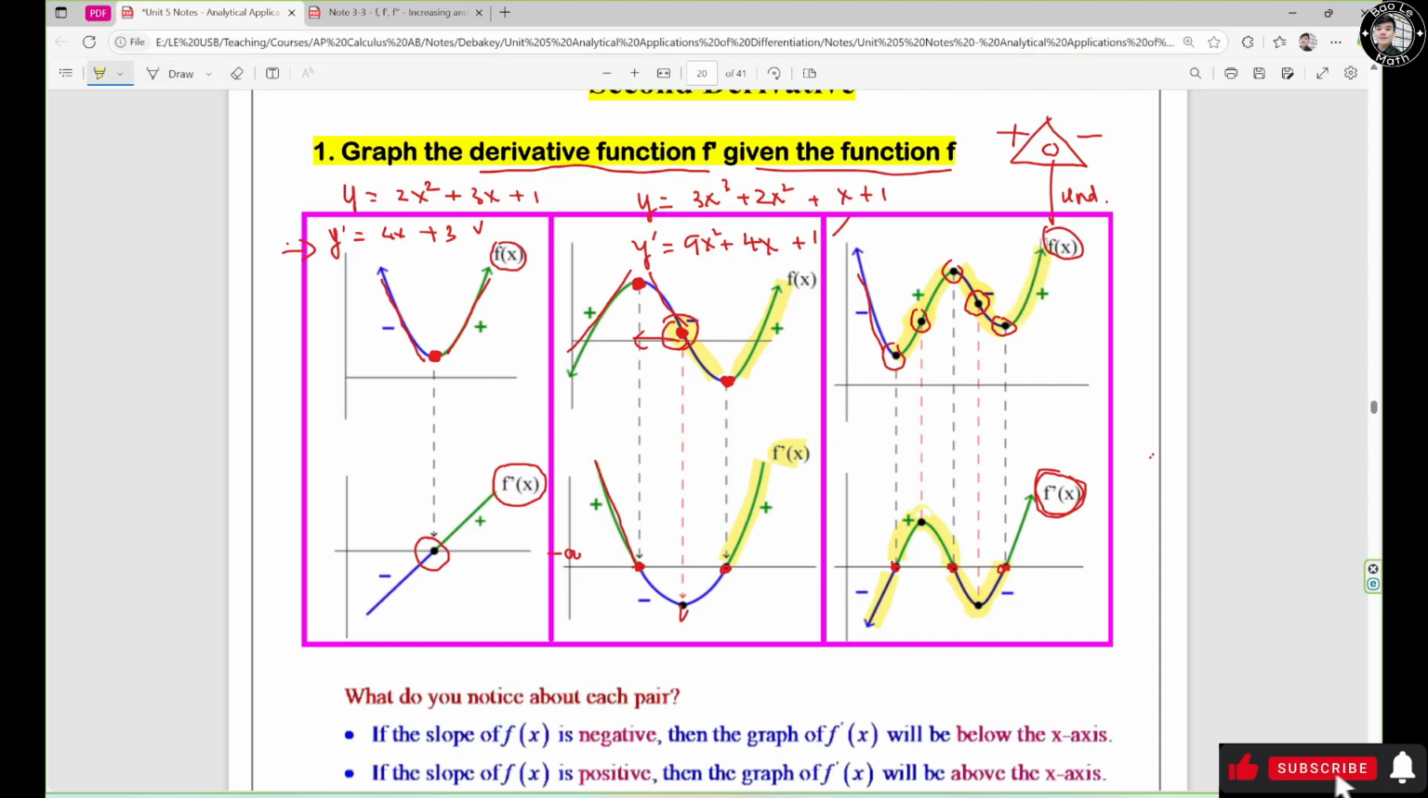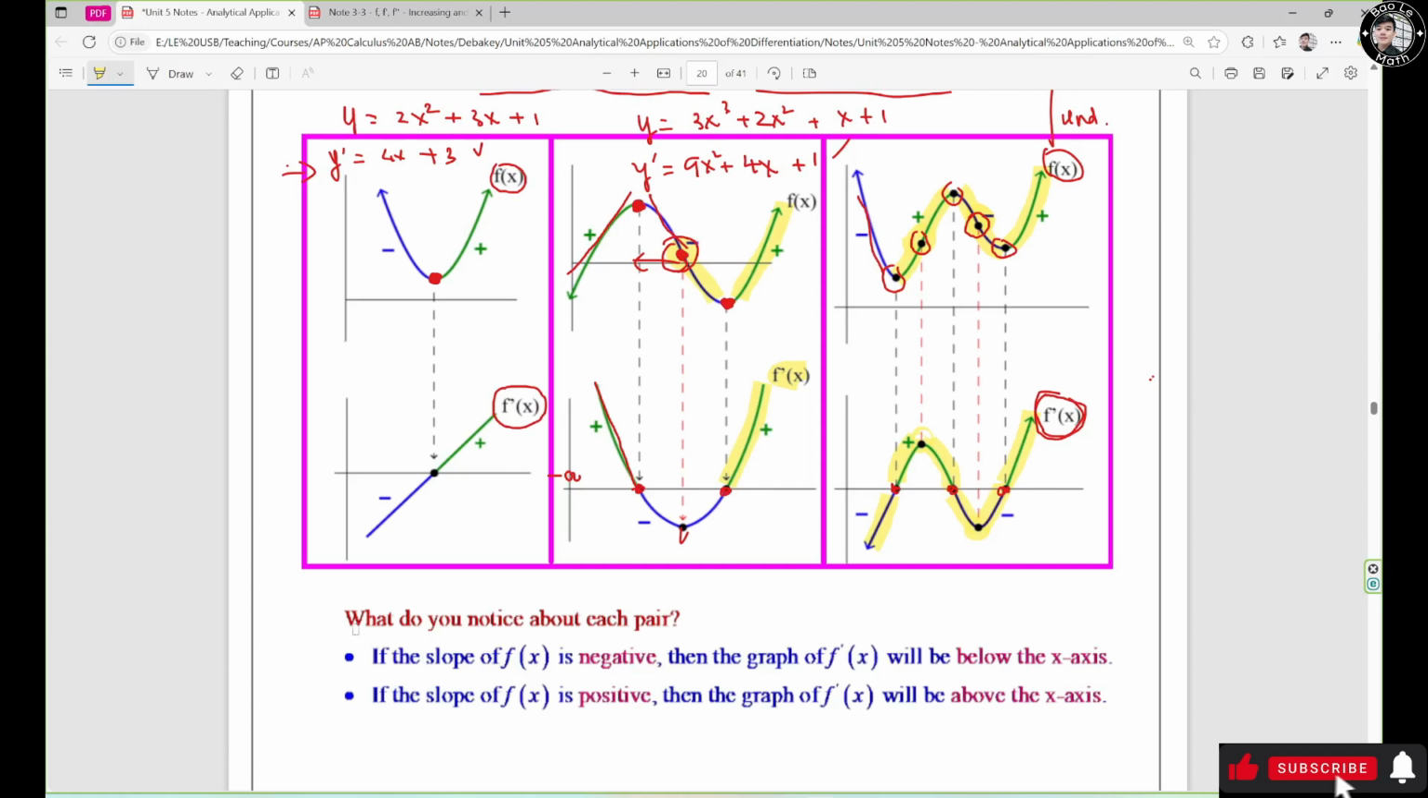The slope should be positive, right? Then it should be above the axis for the function f prime of s, right? Alright, what do you notice about each pair? Now, if the slope of the tangent line of f of s is negative, look, the slope of the tangent line is negative, then the graph of f prime of s will be below the axis, right?